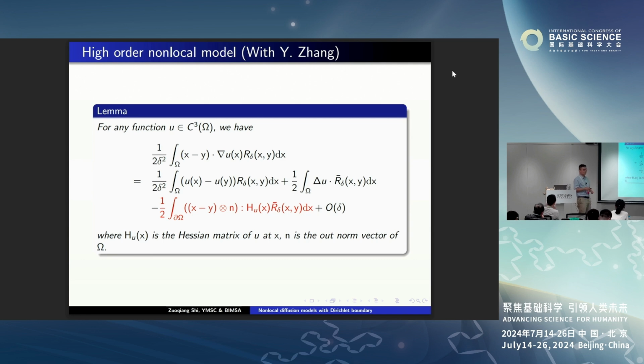the original integral approximation. Actually, the leading order term of the error is this boundary term. It is not small near the boundary. This is the leading order term. To get a high order non-local model, we need to handle this error term, this boundary term. How to handle this boundary term? In this boundary term, there are second order derivatives. This is actually the Hessian matrix of the function u.